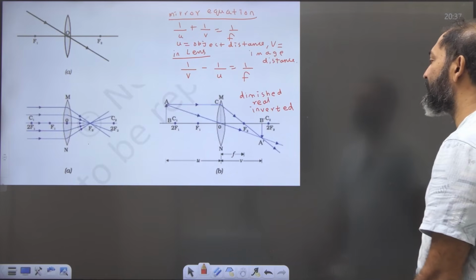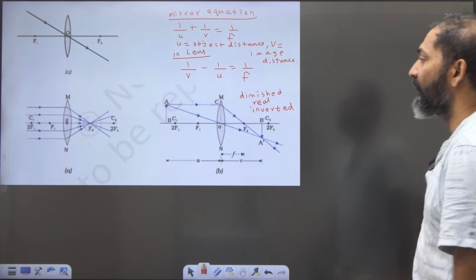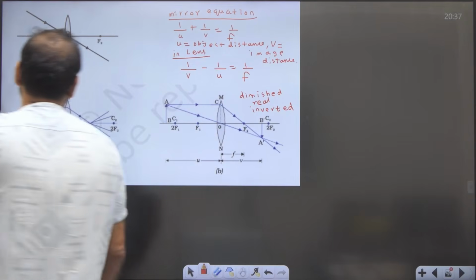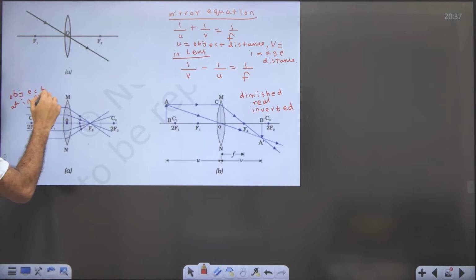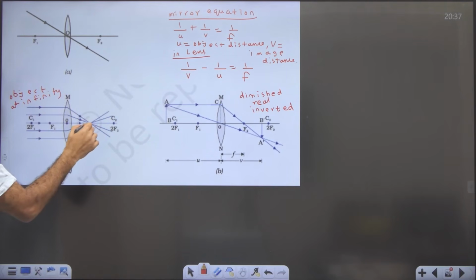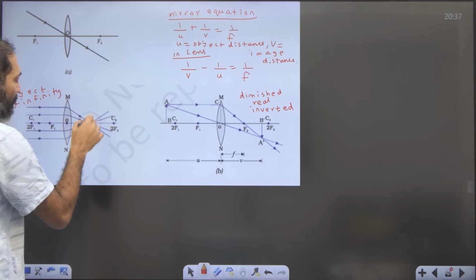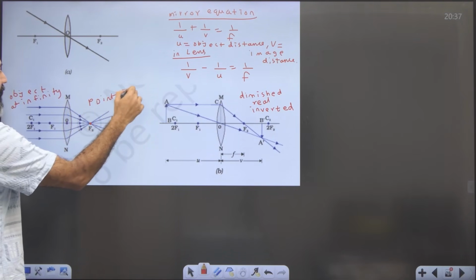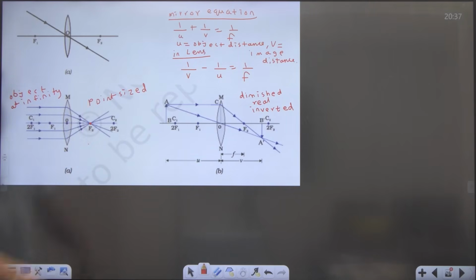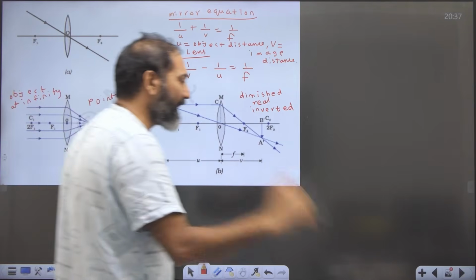So where we have seen that? Yeah, this is the case. Object at infinity. What kind of an image? Image is formed at the second focal point. Point sized. That means highly diminished. Since it is convex lens, real and inverted, point sized, highly diminished.